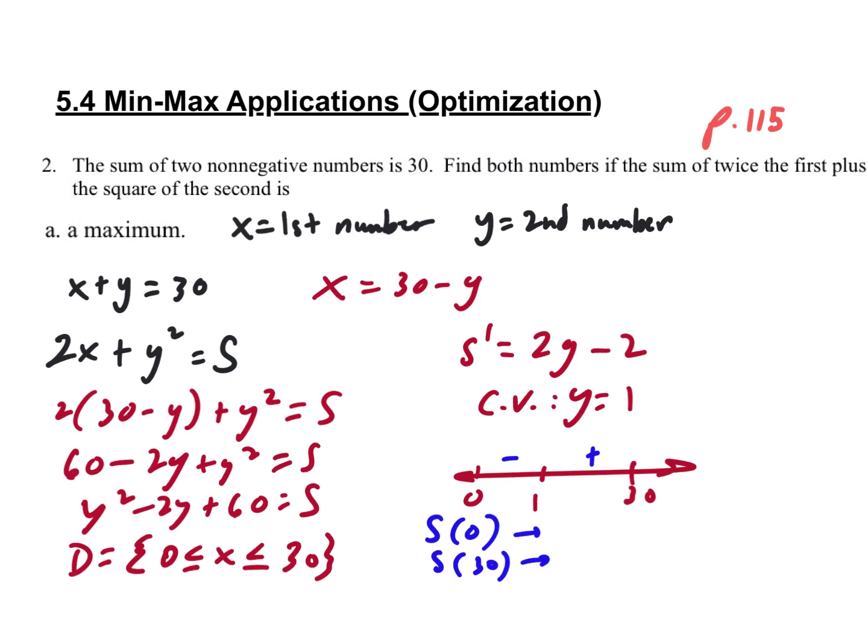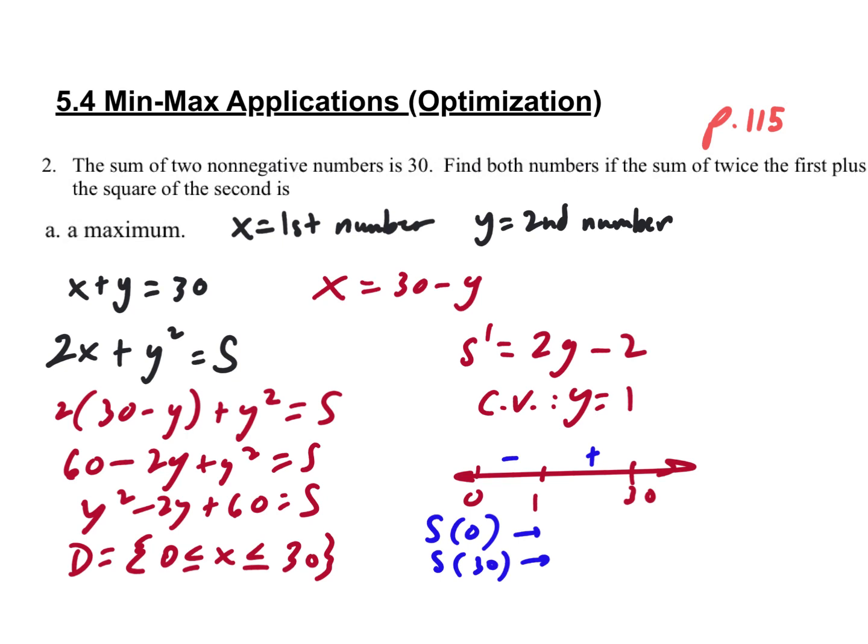Excuse me, where did you get 2y minus 2? Because it's plus 2, or? I took the derivative of this. Oh, yep. Okay, I see. Okay. Yep. All right.